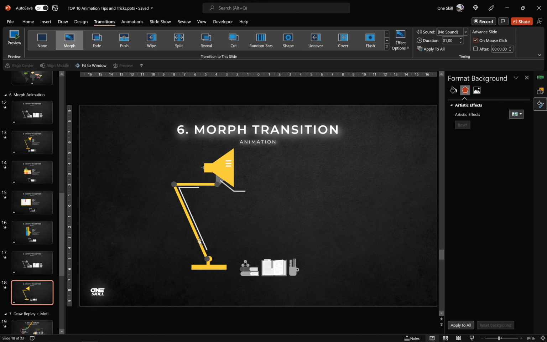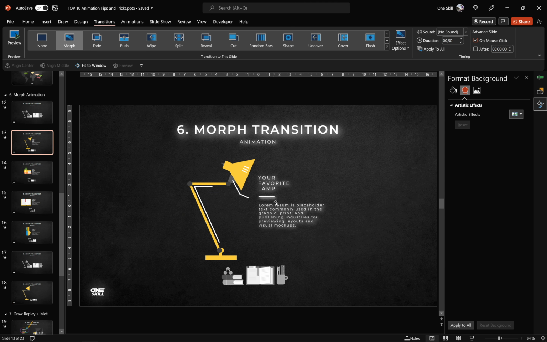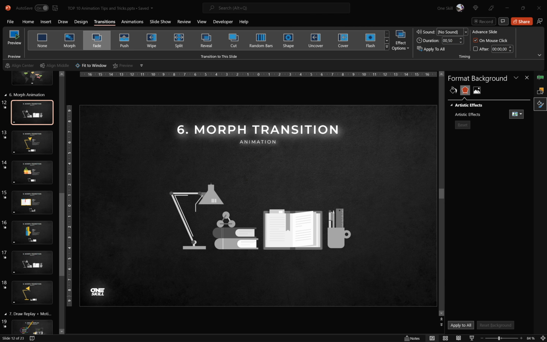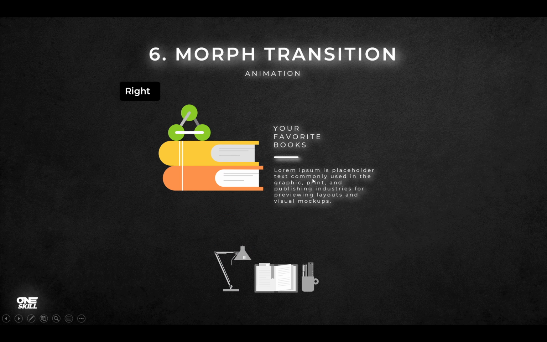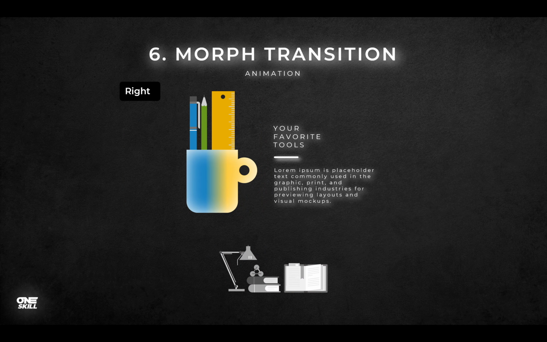Alright, so now you know how you can use the Morph transition to animate your slides. So basically, you just have to move around your objects. You can resize them, rotate them, change their color, and Morph transition will do all of the animation. So as you can see, the Morph transition opens up a whole new level of possibilities in PowerPoint.